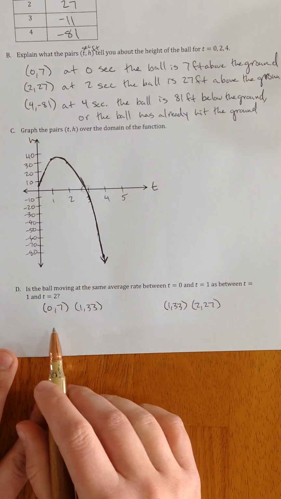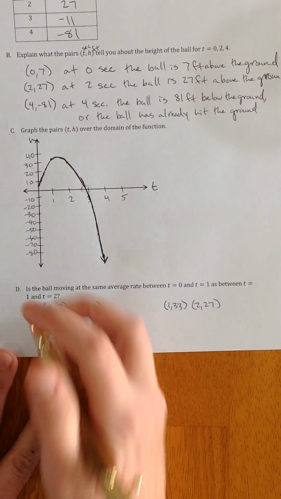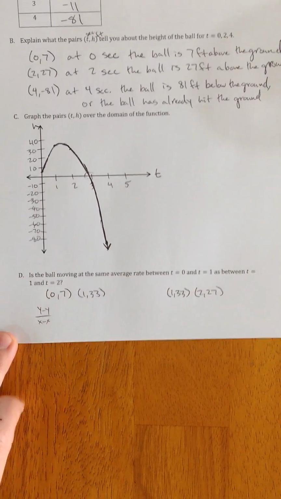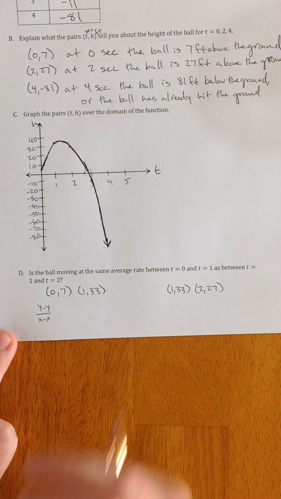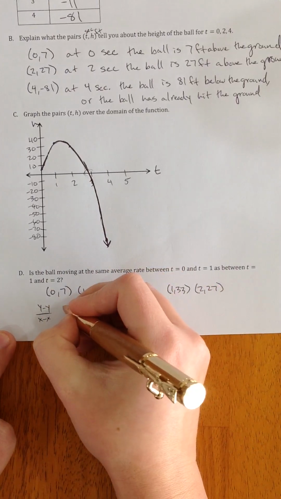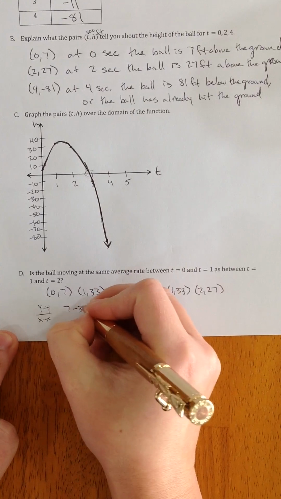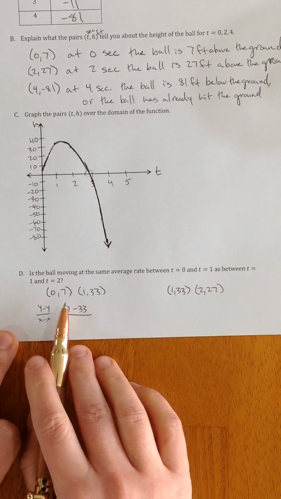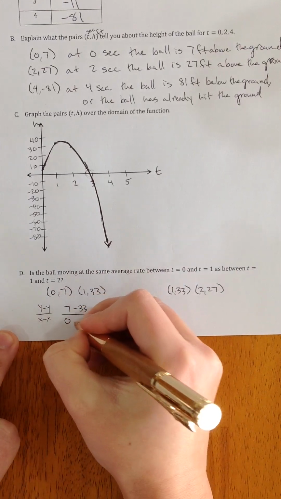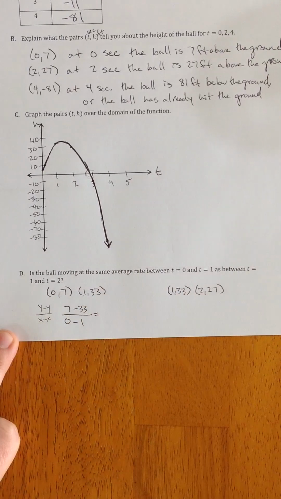So here, like I said, it's kind of like the slope where it's y minus y over x minus x. They just call it rate when it's on curved lines. So our y's here would be the 7 and the 33. So if I go 7 minus 33 over, if I chose the 7 first for my y, x has got to be the 0. So 0 minus 1. So figure out what that is.